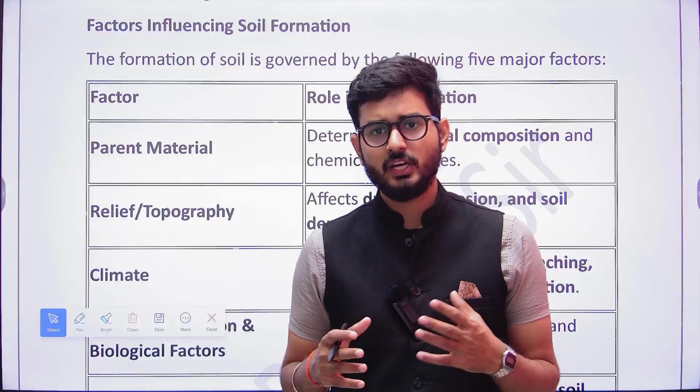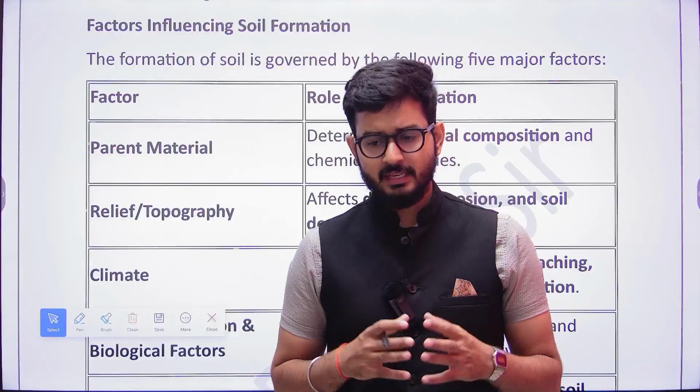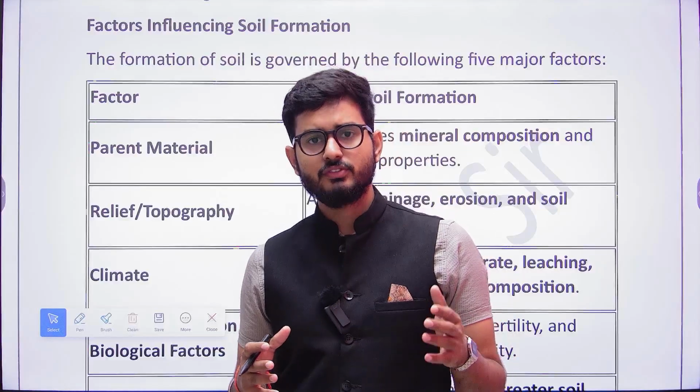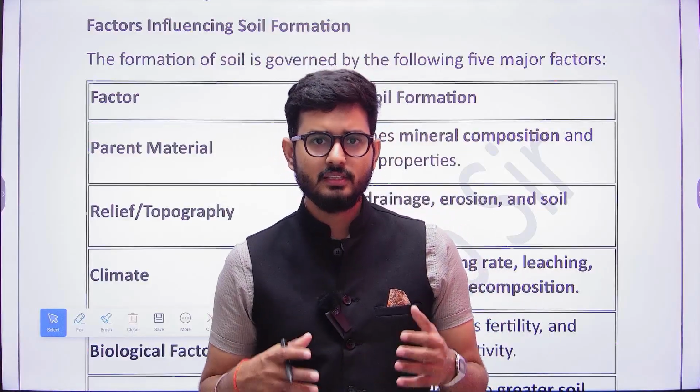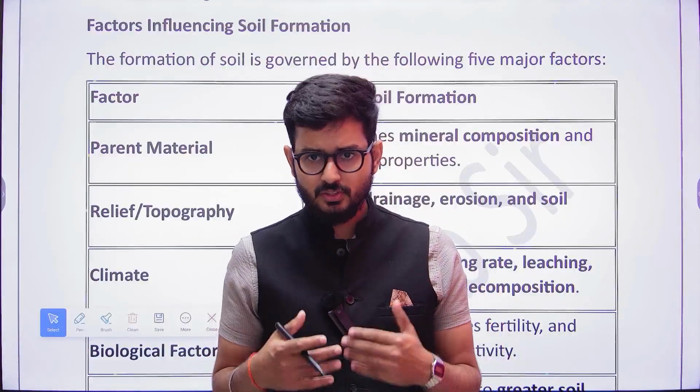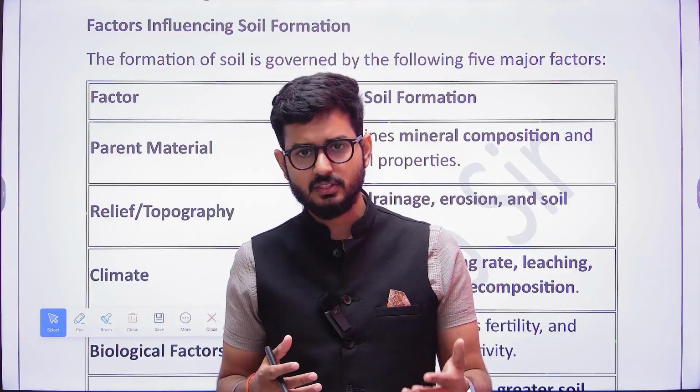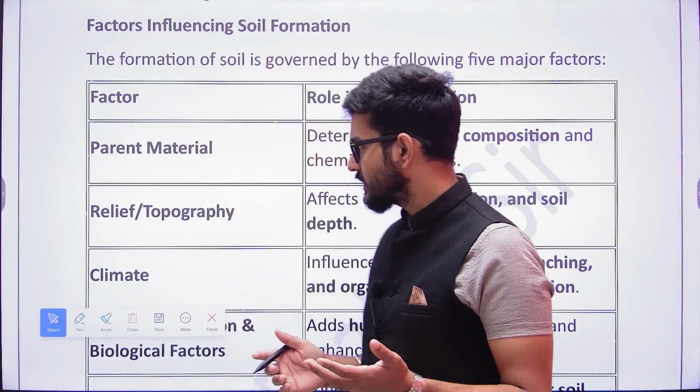It is similar to the child and the parent. Many of the traits are transferred from the parent to the child. Similarly, the parent here is the rock, which is going to transfer the traits to the child, that is the soil. That is one major aspect.